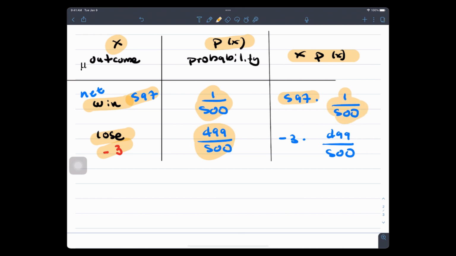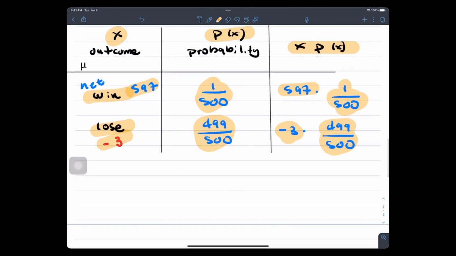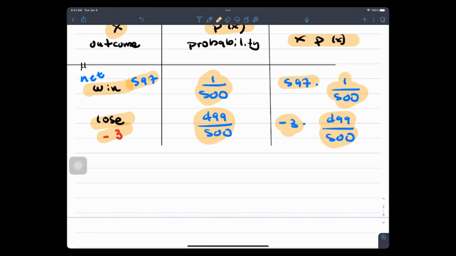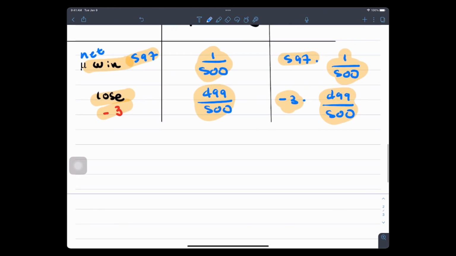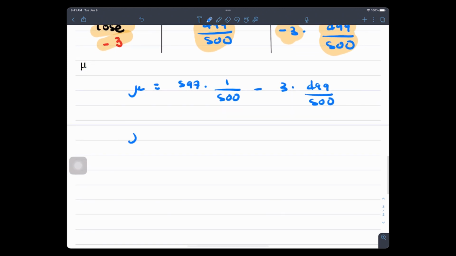This times this, and this times this. Now, do you guys remember from arithmetic, if you take a whole number times a fraction? This is -3 times $499 over 500. What really happens here? If we do a little bit of arithmetic, how do you guys do that? Do you guys remember? You multiply how?